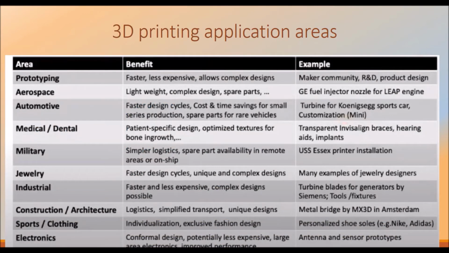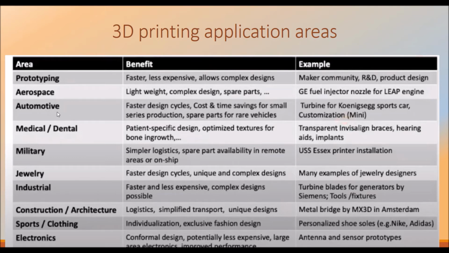Next, coming to 3D printing application areas. Depending upon the application areas, its benefits and examples, you can see in this slide. Coming to prototyping, the benefits are that it is faster, less expensive, and allows complex designs. For example, it is used in R&D and product design. Coming to aerospace, the benefits are lightweight, complex design, and spare parts. For example, it is used in the injector nozzle for the LEAP engine.